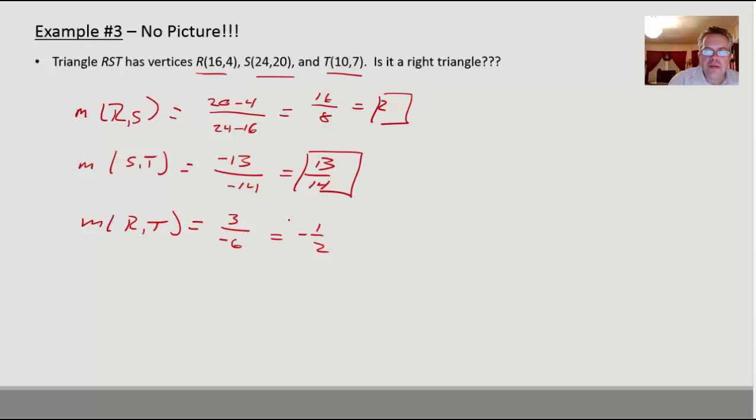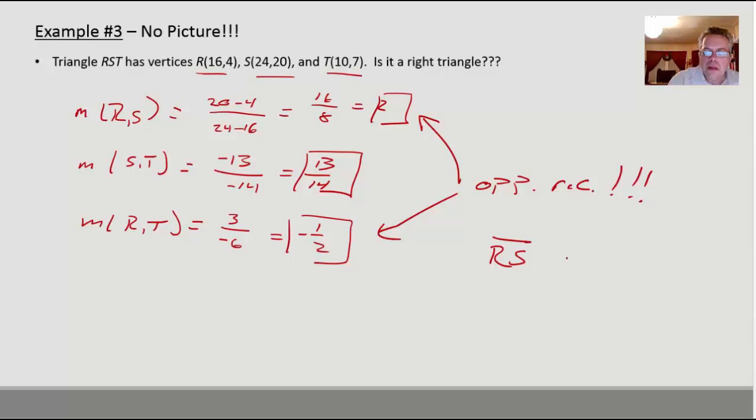Now, we can look at these and tell if any of the two sides are perpendicular. It turns out that this one and this one are opposite reciprocals. So I'm going to abbreviate. Therefore, side RS is perpendicular to this side, RT. We're computing the slope between R and T, and the slope of that segment is negative 1/2, and that's why it's perpendicular to that side.